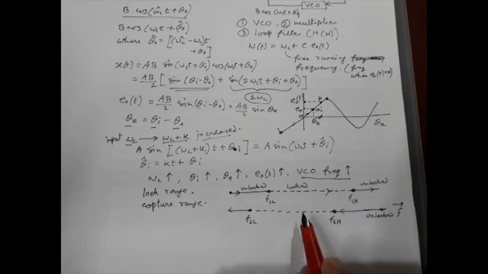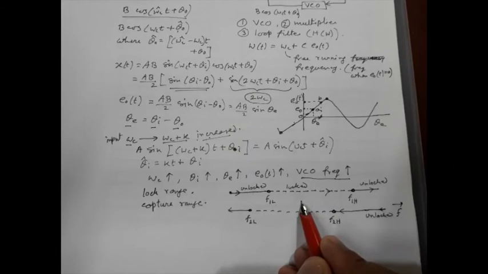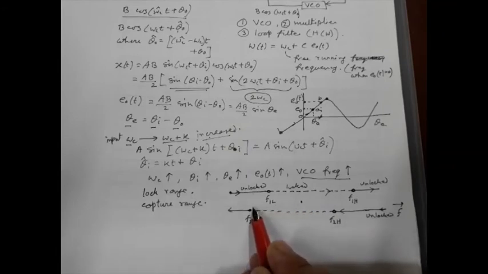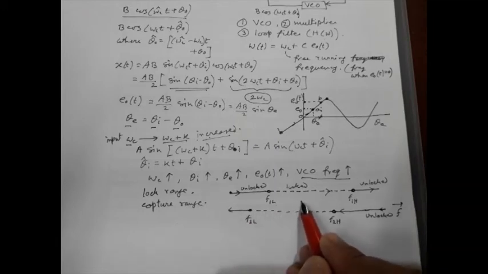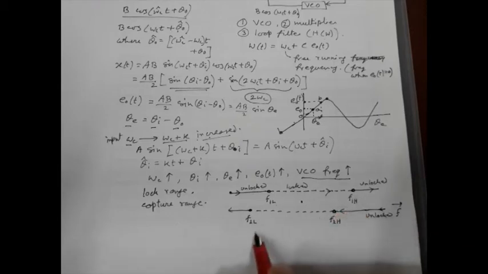Now if we try to understand this lock range and capture range, if we start from the locked condition and reduce the frequency, it will be locked up to f2L in the lower range of frequency. From the locked condition, if we increase the frequency, it will remain locked up to f1H frequency. So this range is the lock range.